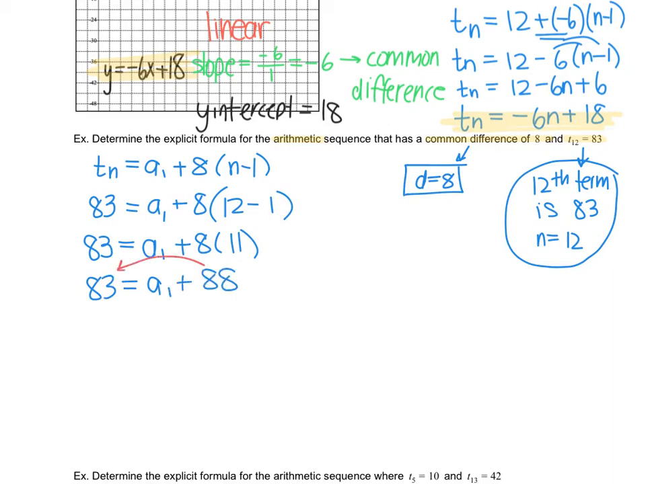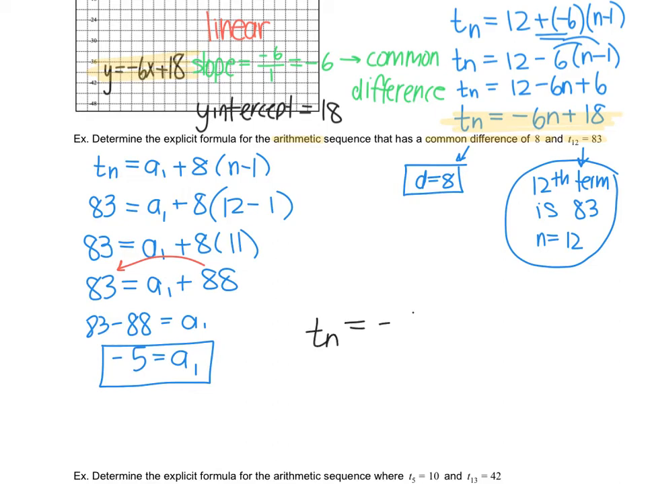And then to isolate for a1, we're just going to bring 88 to the other side, and it's going to turn into a negative. So 83 minus 88, negative 5 for a1. So that just means our first term is negative 5. And now that I have my first term, and I was already told the common difference, I can go ahead and write my explicit formula. Tn equals a1 plus the common difference times n minus 1.